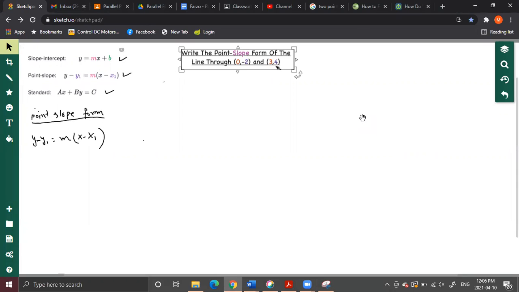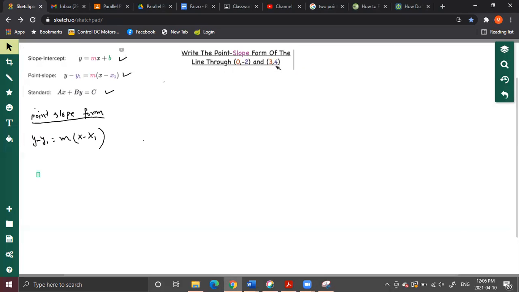We have to find the point slope form of the line given the points (0, -2) and (3, 4). So far we have covered all three: slope intercept form, point slope form, and standard form. So we'll first solve the line equation in point slope form. We'll convert that into slope intercept form, and from slope intercept form, we'll go to the standard form. We can follow the same procedure, just different steps we need to follow.